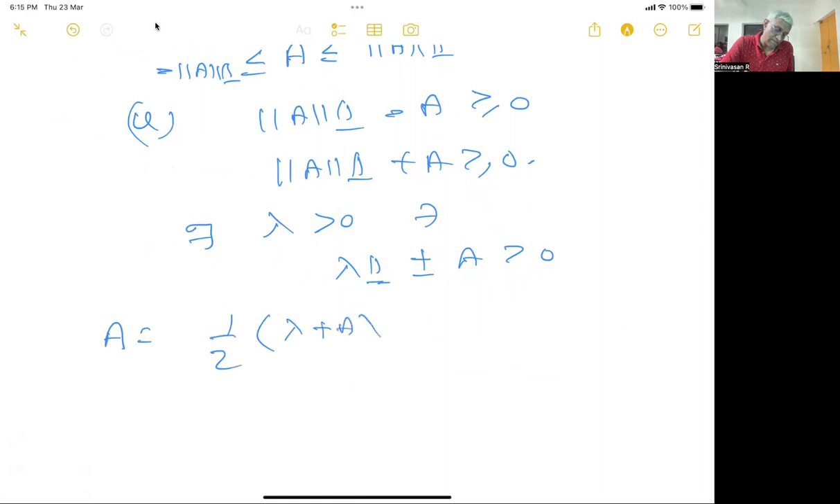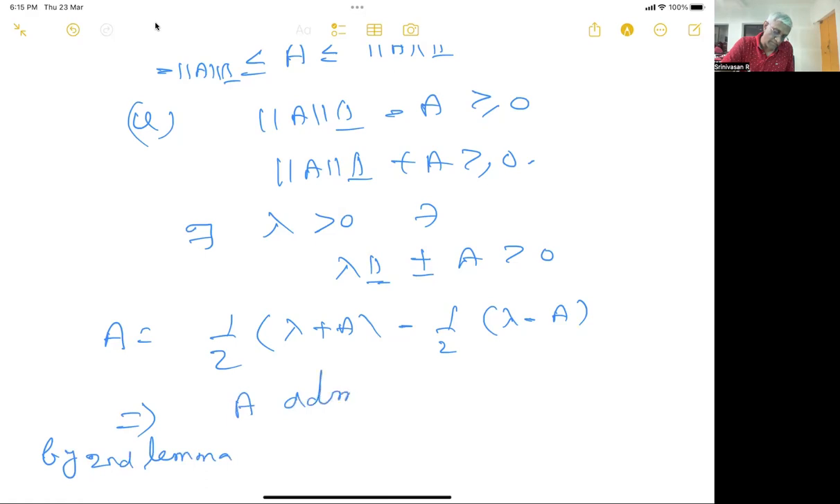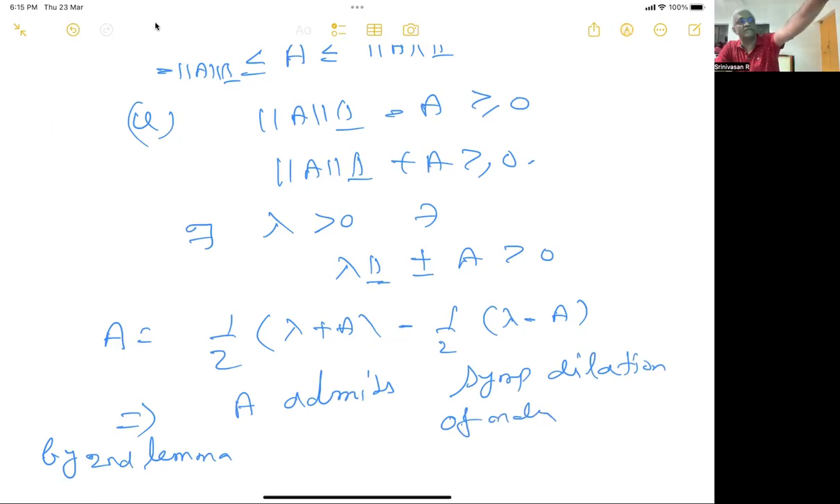Lambda plus A minus half of lambda minus A, which is a convex linear combination by the earlier lemma. So this implies, by the earlier lemma, maybe the second lemma, that A admits a symplectic dilation of order.